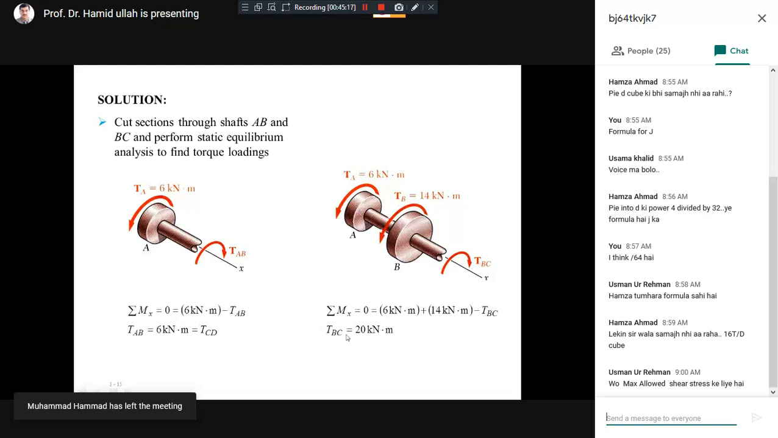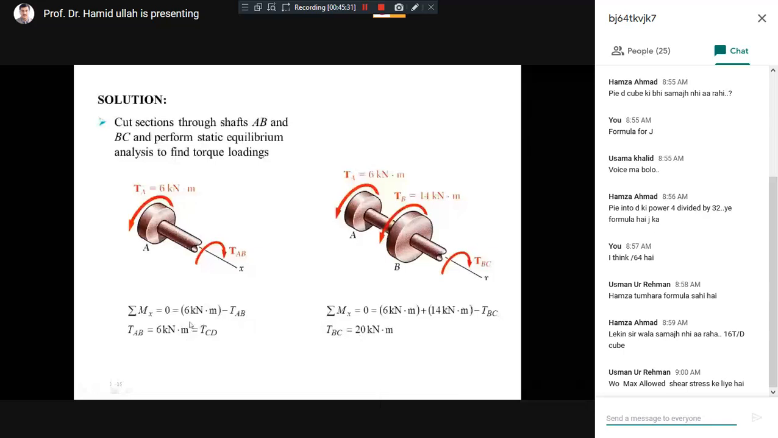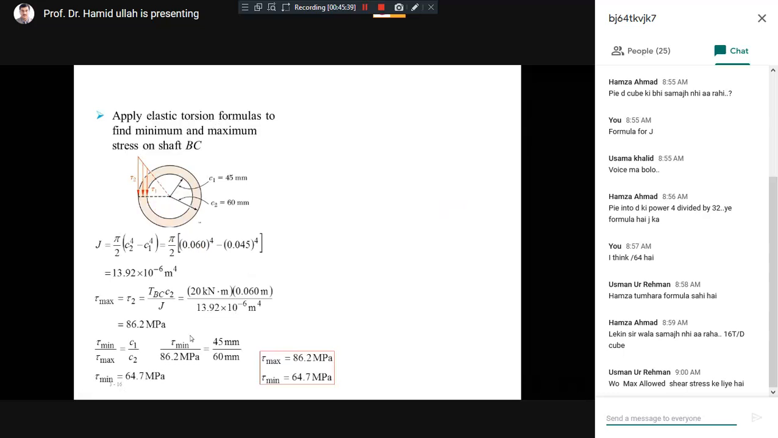What we have done so far is we have sectioned the shaft at various points, and for each section we have determined the value of the torque. This value of torque we need in further calculation. Now, what was part one? It was to find out the maximum and minimum shear stress for the hollow portion of the shaft, which is the BC part.